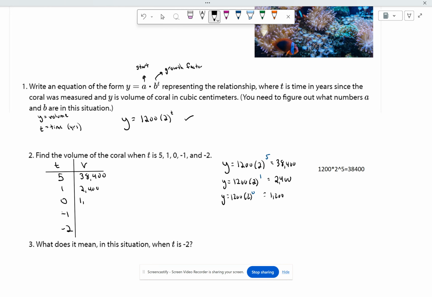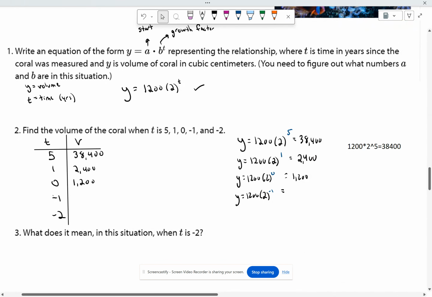Now, here is where we get this idea of a negative exponent. What would the output be if I plugged in negative 1? So if I did y equals 1,200 times 2 to the negative first power, what does that mean? Let's think about it without using a calculator first. Every year it's being doubled. That's the growth factor, being multiplied by 2, multiplied by 2, multiplied by 2. So from year 0 to year 1, we're getting multiplied by 2. So negative 1 is just saying 1 year before the biologist came.